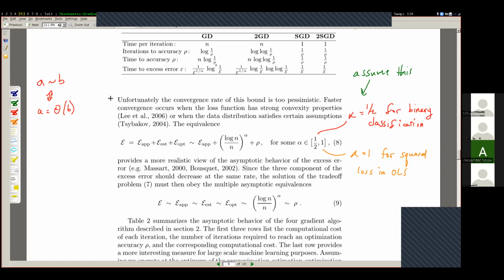But if you're really caring about the excess error, then this bottom row is the amount of time it takes you to achieve a particular excess error. And again, that excess error is this epsilon right here. And we'll get that result by setting rho equal to epsilon. If you set rho equal to epsilon, substitute that in for SGD, 1 over rho gives you 1 over epsilon. Here, if you have log n over n to the alpha, set it equal to epsilon.